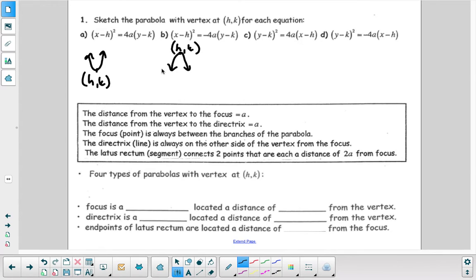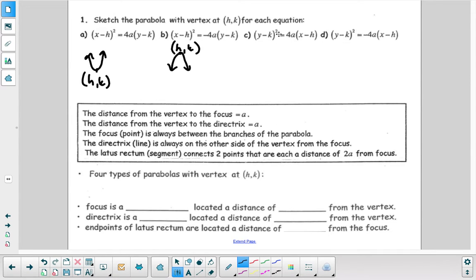But the way you can tell if it's opening up or down is this negative coefficient. That -4 tells you that it's going to be pointed down, where +4a is going to be pointed up. And a is always positive if you're writing it this way. But we'll get into what a is in a second. It's an important part within graphing these and finding what's known as the focus.